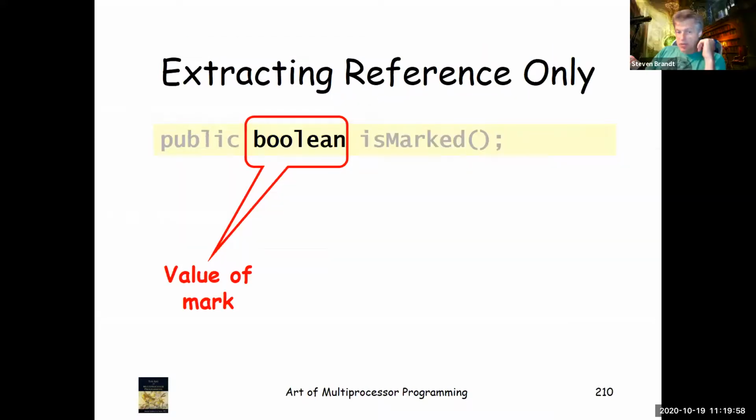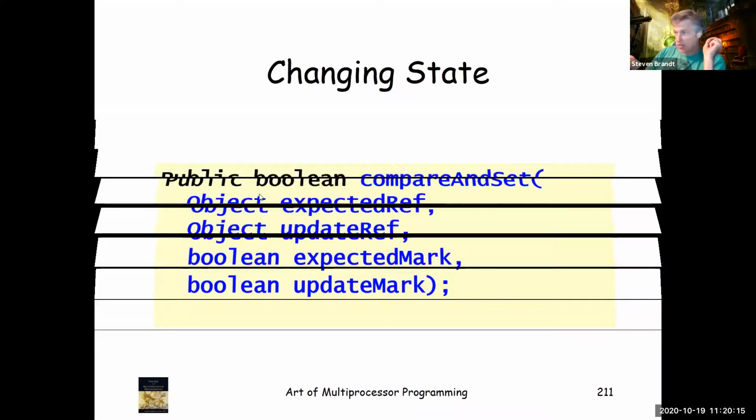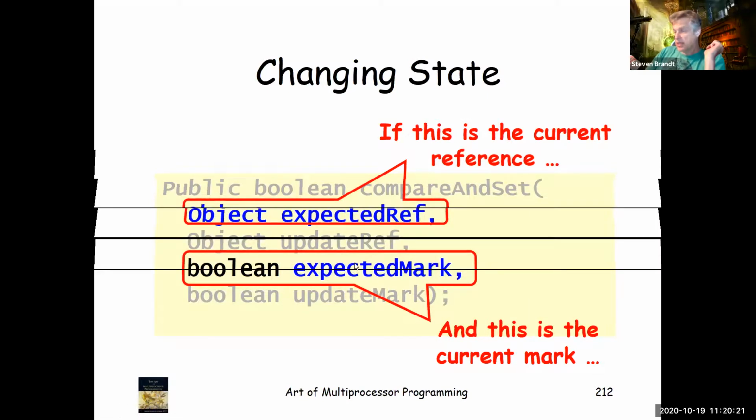And then we have an isMarked, which will return a Boolean. So you can just ask for that one thing. And our compare and set has 4 fields. We have the expected reference and the updated reference, and we have the expected mark and the updated mark. So if this is the current reference, if these two things match, then change both to these two things.